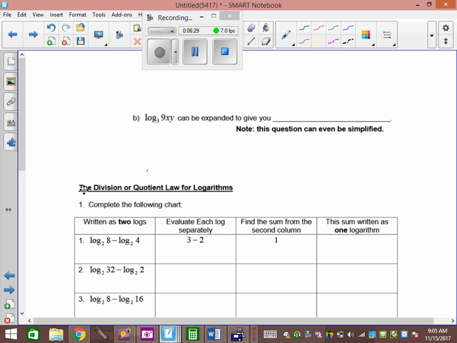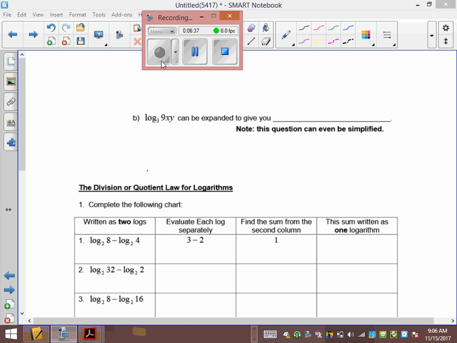Now what about this? Log base 3, 9xy. You try that one out. What can you simplify it? It can be expanded to what? So you get log base 3 of 9 plus log base 3 of x plus log base 3 of y. This becomes 2, and then these you can put back together, plus log base 3 of xy.